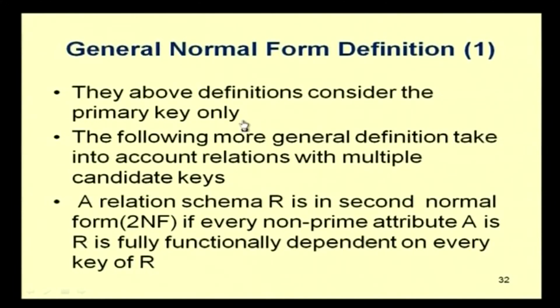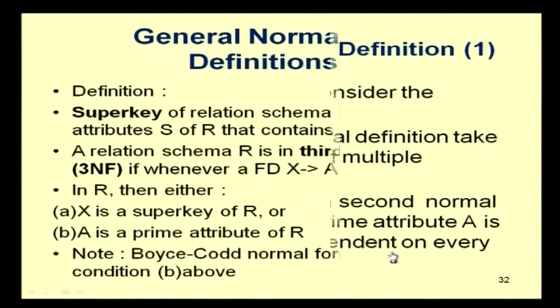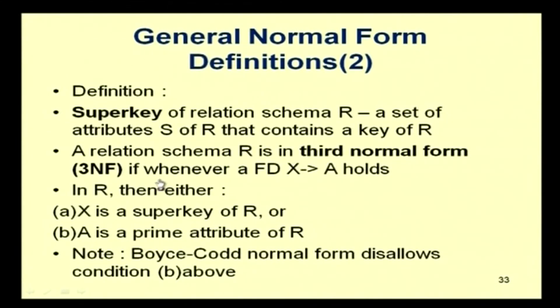Now, the above definitions consider the primary key only. The following more general definition takes into account relations with multiple candidate keys. We assume that there is only one primary key. So, our relation schema R is in second normal form if every non-prime attribute A is fully functionally dependent on every key of R. So, for a super key we have already seen the definition. X is a super key of R or A is a prime attribute of R. So, this is what we talk about in third normal form.